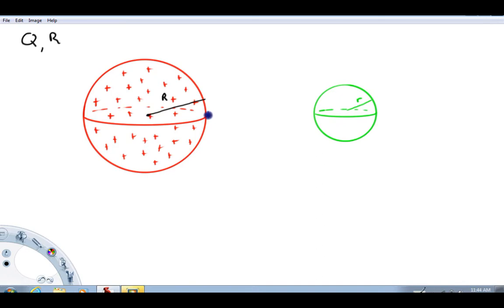However, imagine I put a positive charge maybe right here. You'll notice that there's a bunch of charge here creating a field at this location that points to the right. So there definitely is an electric field at the outer surface.